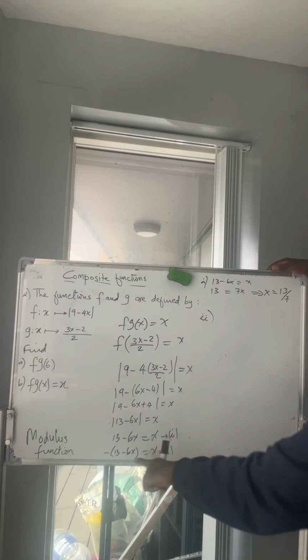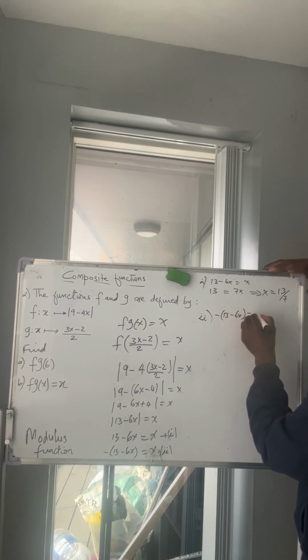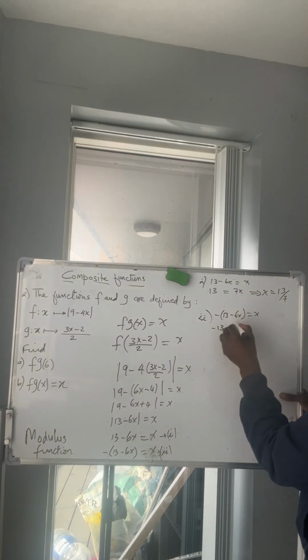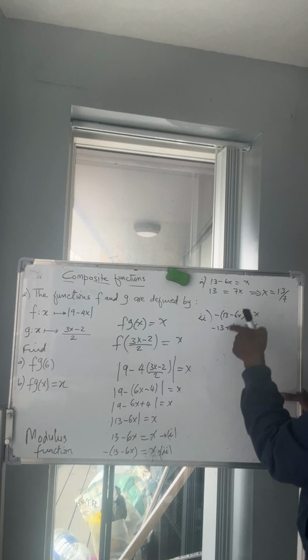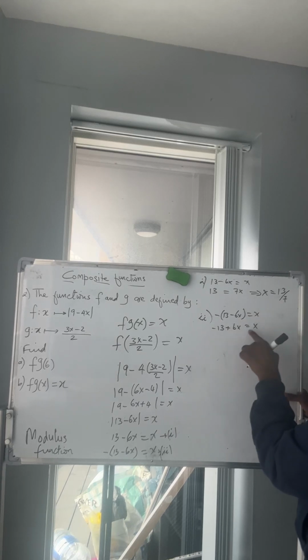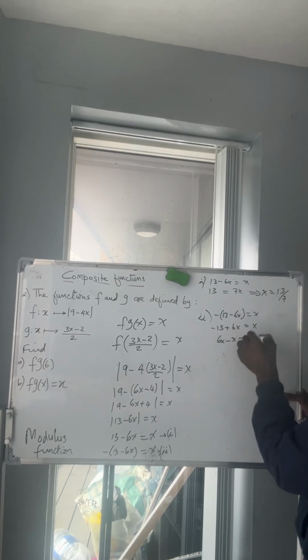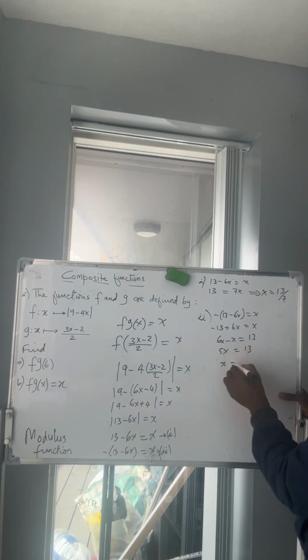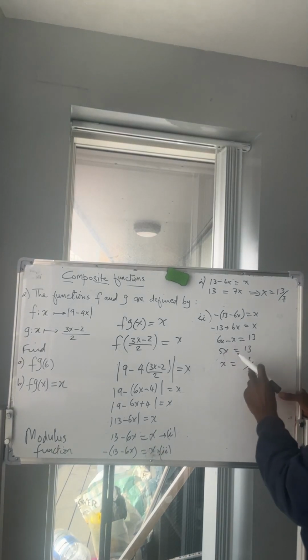Second part, which is minus 13 minus 6x equals x. Distribute the minus, so this is going to give you minus 13 plus 6x equals x. So again, bring the x here and the 13 over there. So this is going to be 6x minus x equals plus 13. So this is 5x equals 13. So x is equal to 13 over 5. So this is the other answer.